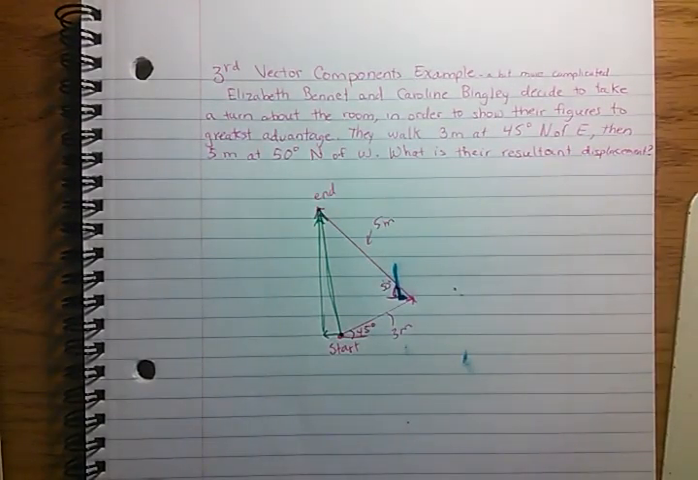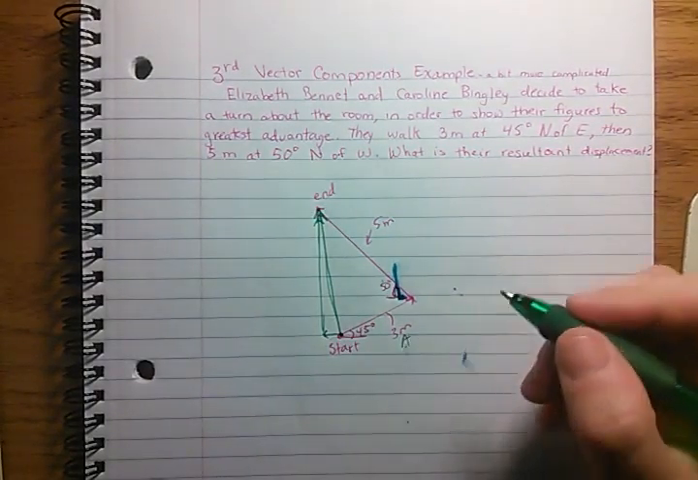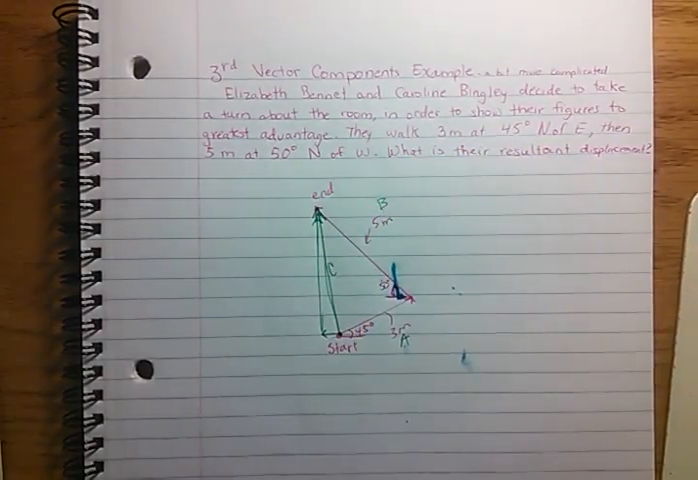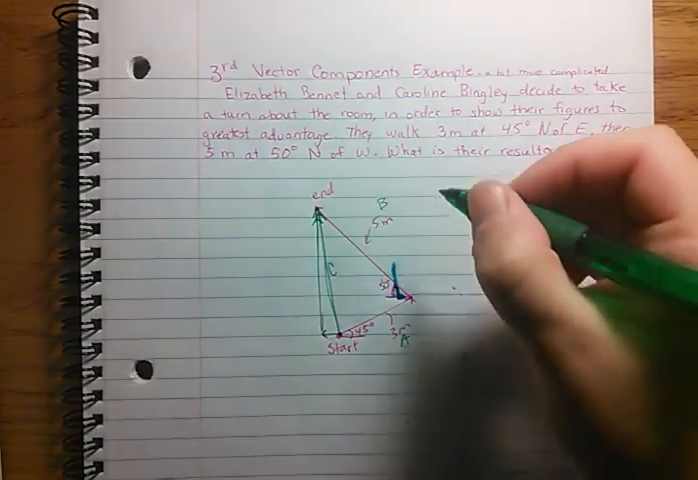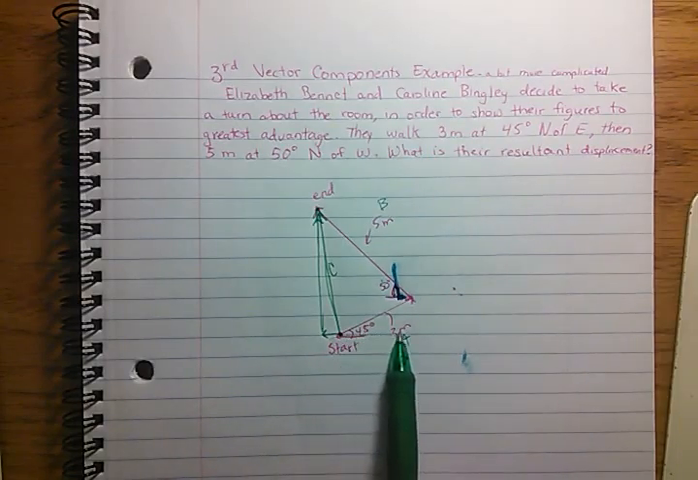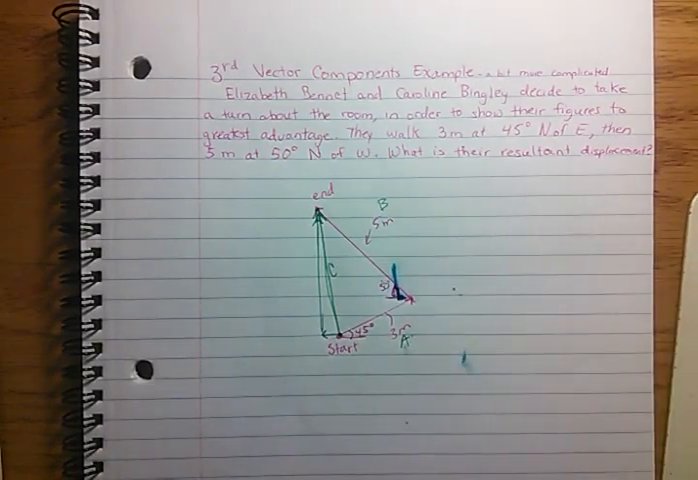And that's pretty easy to do if we use components. So this is going to be our vector A. This is our vector B. And we'll call this vector C. That's our resultant vector. And I'm sorry, I'm getting blue all over the place. All right, so vector A, does vector A have an x and y component? Yes, it does. Its x component looks like that, and its y component looks like that.